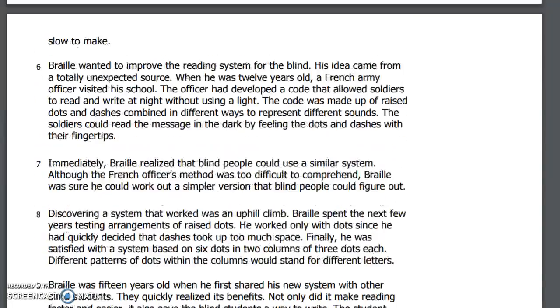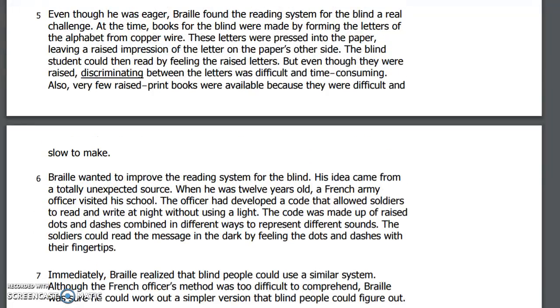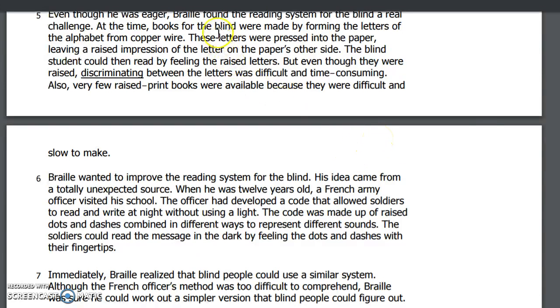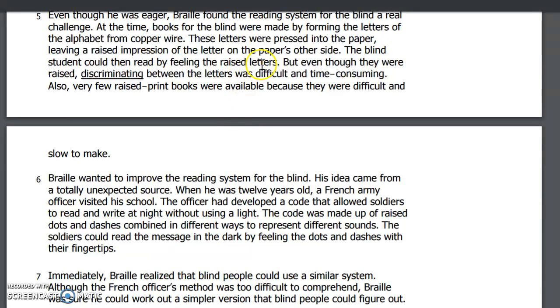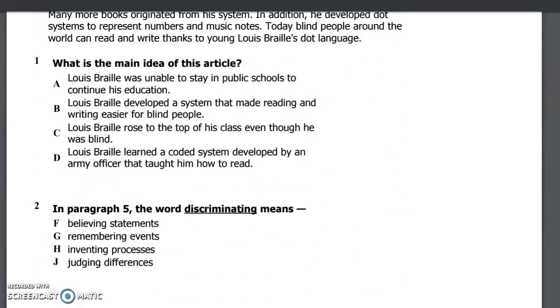Inventing processes. The blind student could then read by feeling the raised letters, but even though they were raised, inventing processes between the letters was difficult and time-consuming. Also, very few raised print books were available because they were difficult and slow to make. So they're not really talking about inventing anything right now because the letters were already pressed onto the paper and he wasn't inventing anything at this point. Really, they're just talking about the letters and then how it felt with the raised up part. So that one doesn't make sense either.